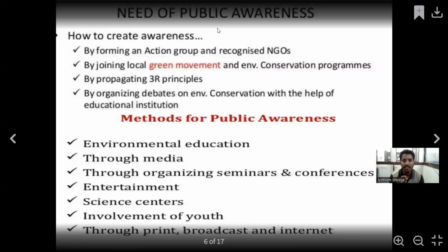As well as involvement of youth. So we perform various projects and education with the help of college students. So involvement of youth is most important, as well as through print, broadcast, and internet. This is the major and key point for public awareness purposes. So these are the methods.